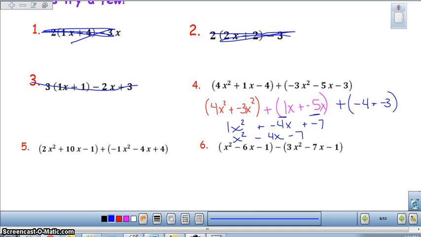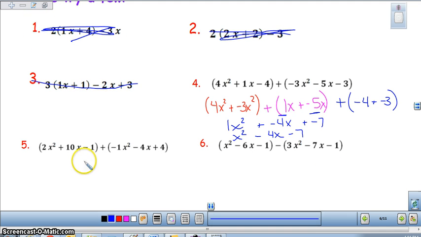Both, as we look at these, should be in simplest form. If you have not tried number 5 and 6, try those. Pause the video, and I'm going to do it with you. So pause it and try it, and then watch what we do.